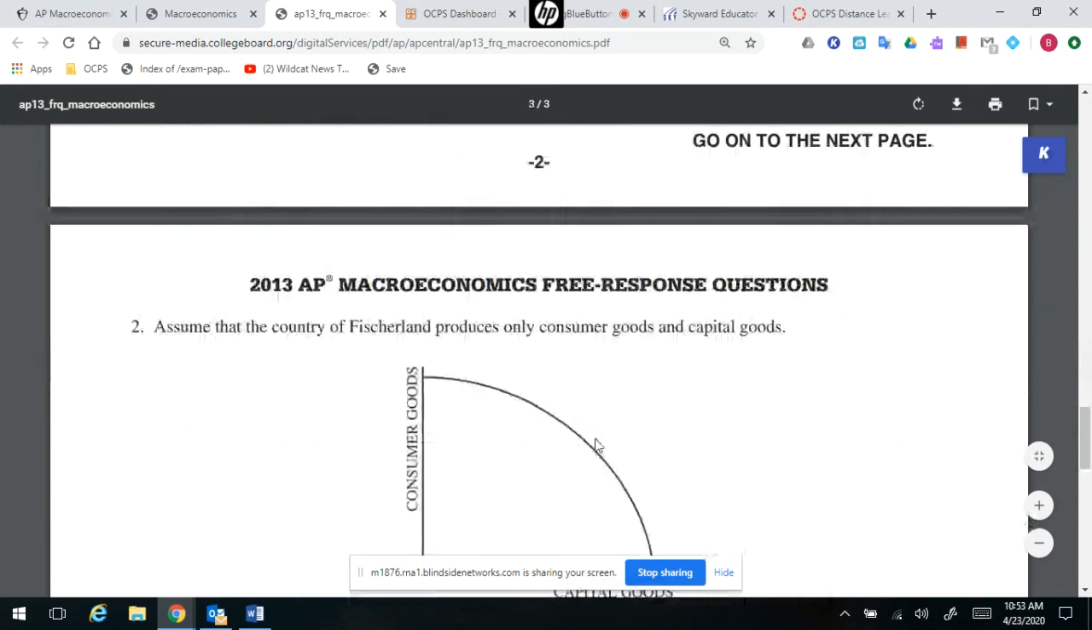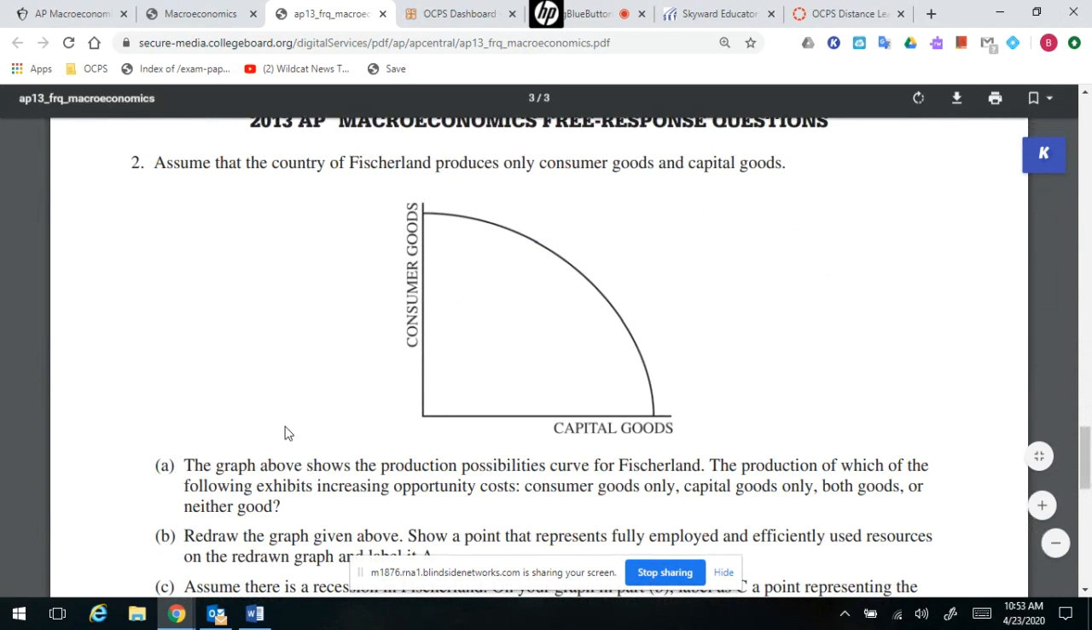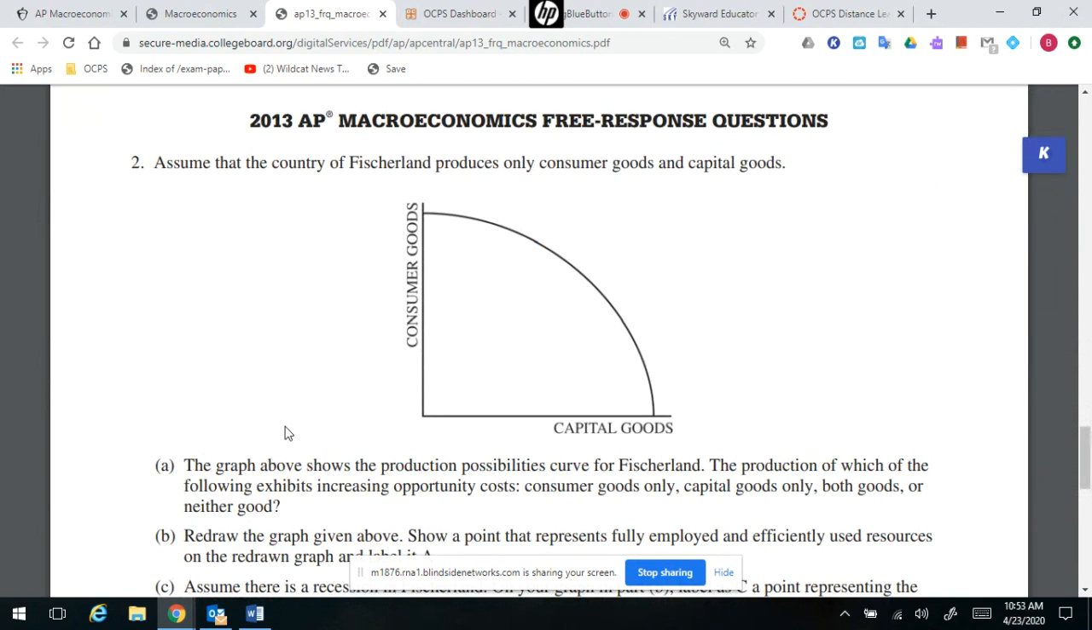Moving on to question number 2. All right, so we got a PPC here. The graph above shows the production possibilities curve for Fisherland. The production of which of the following exhibits increasing opportunity costs: consumer goods only, capital goods only, both goods, or neither good?